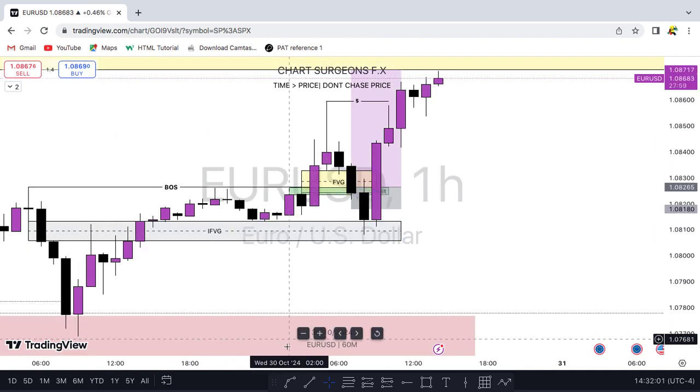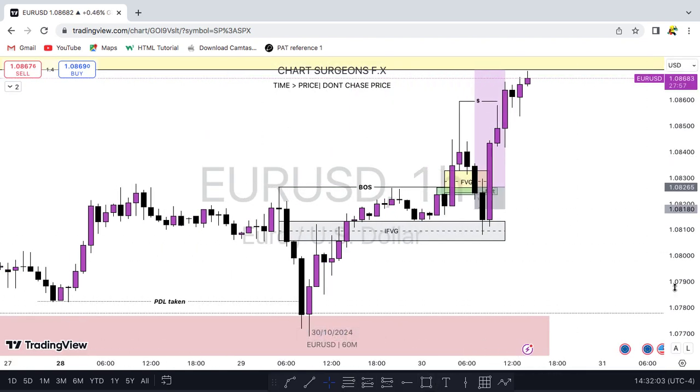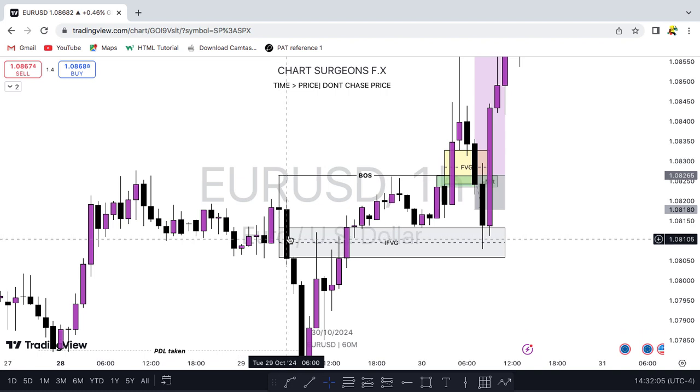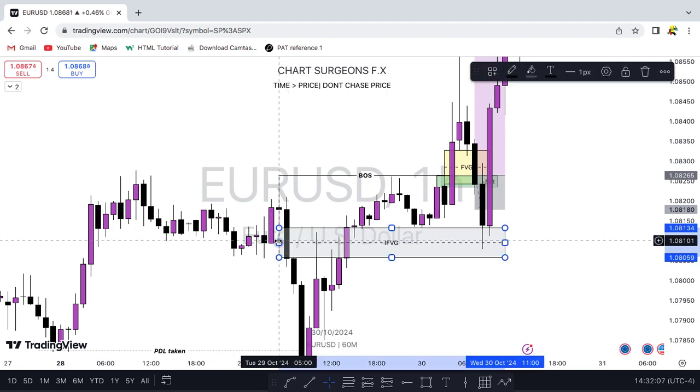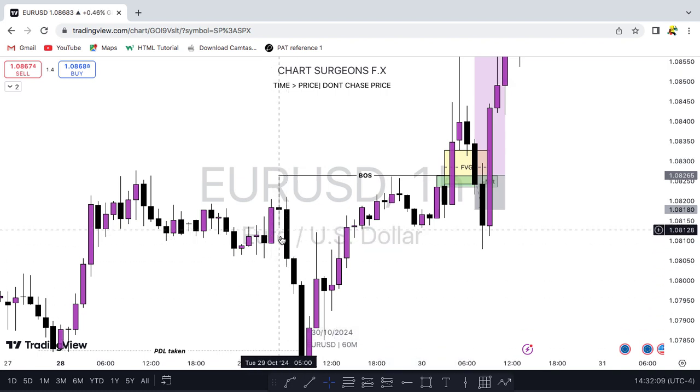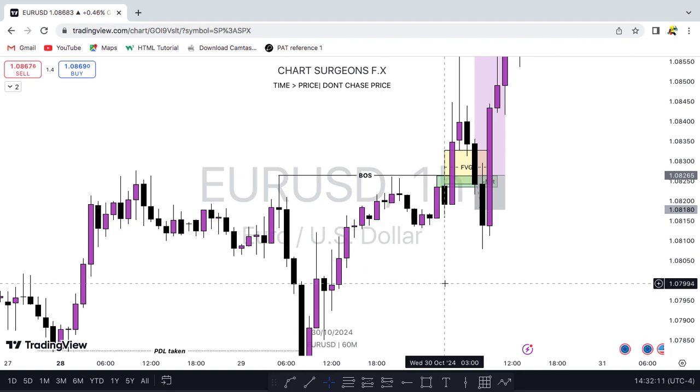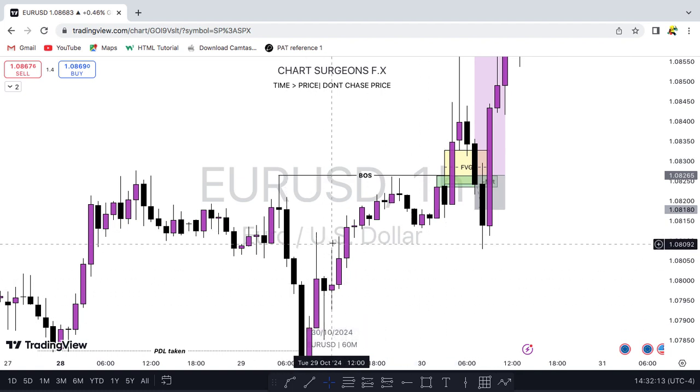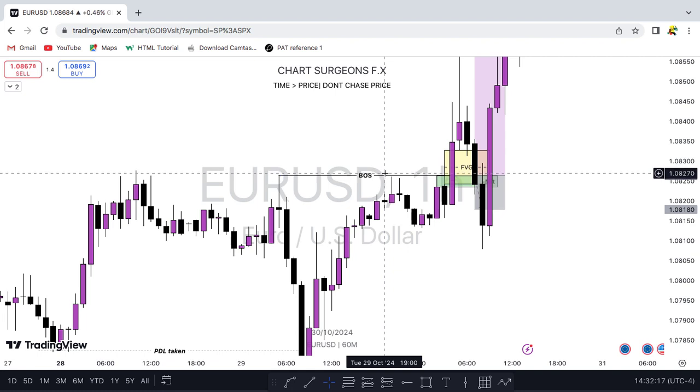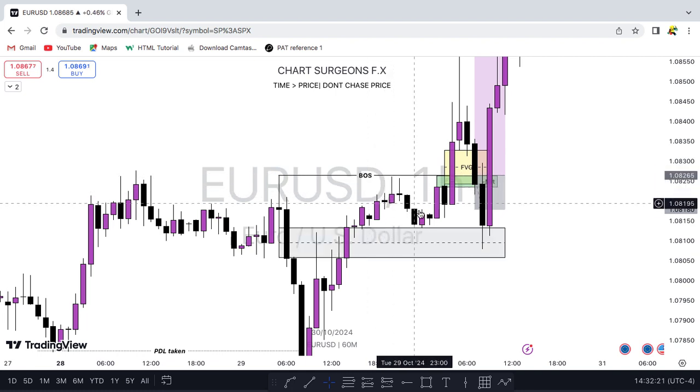Now on the 1 hour, here was a clear depiction of an inversion fair value gap over here. Let me take it away so you can see it. So you see there to there, an inversion fair value gap that was taken out. You see it needs to do a full close. So then it did its full close above the inversion over here. Let me put that back, and then it came back here.